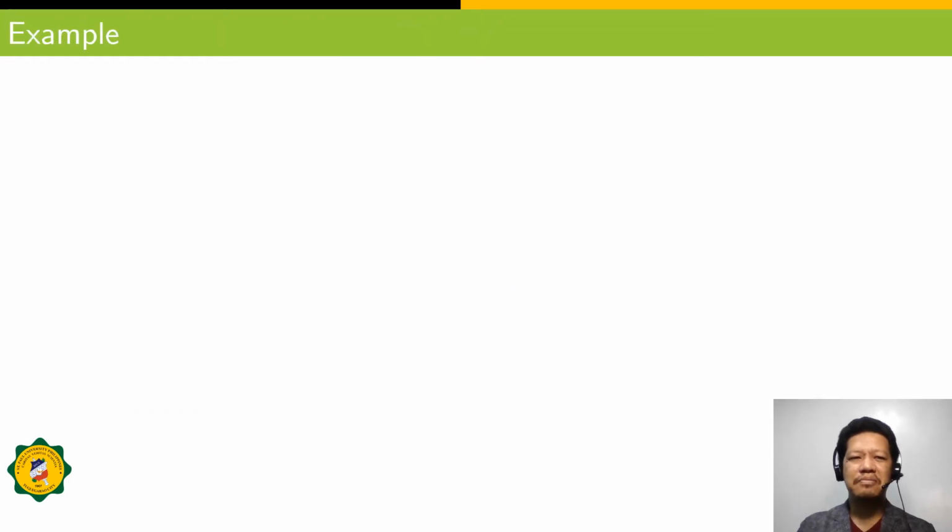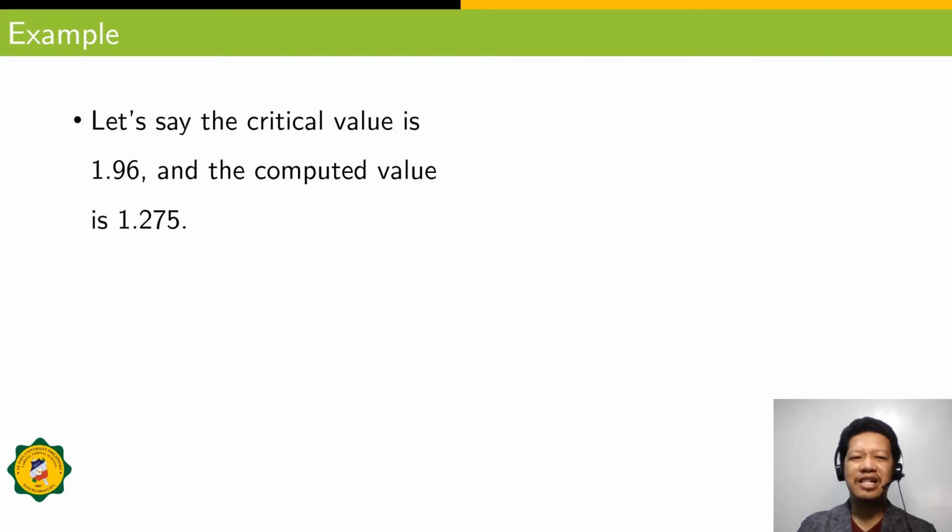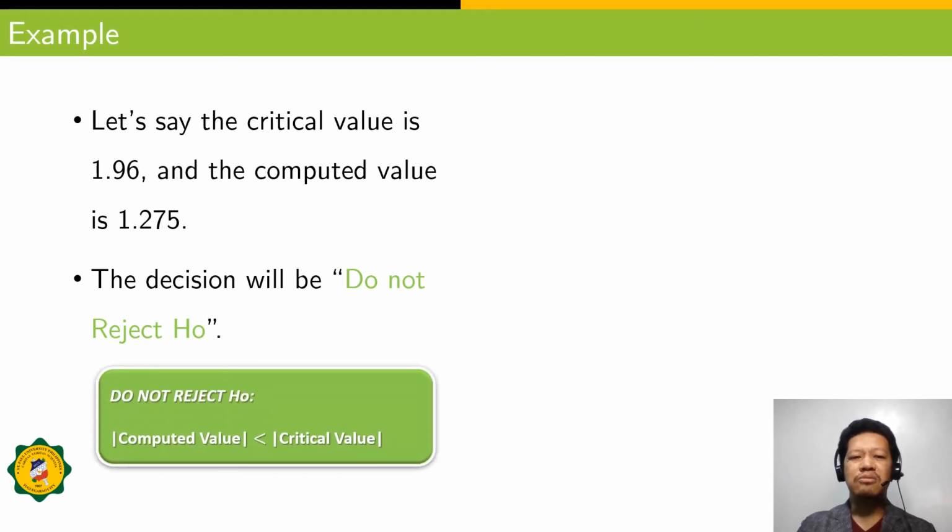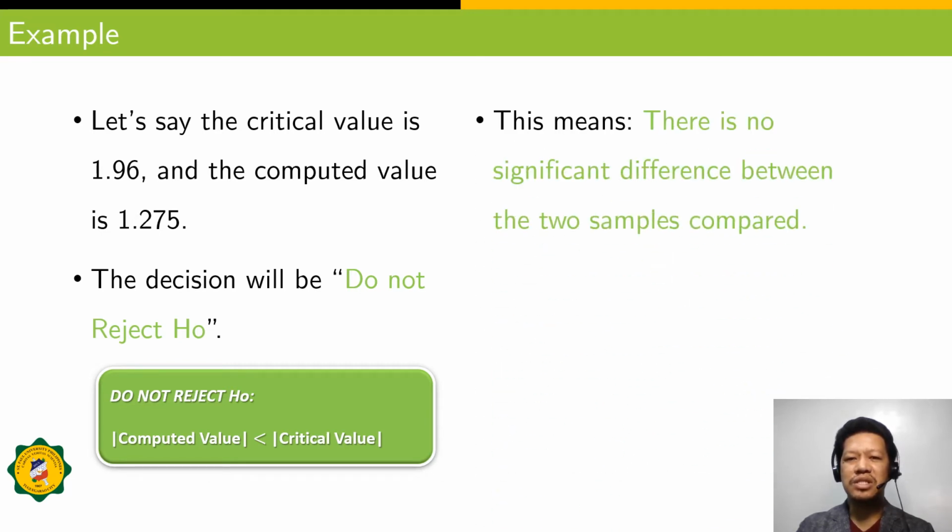Let's have an example. Let's say the critical value is 1.96 and we computed a value of 1.275. So what will be the decision? Comparing your critical value and the computed value, we do not reject H0 because the computed value is less than the critical value. So this means that there is no significant difference between the two samples compared.